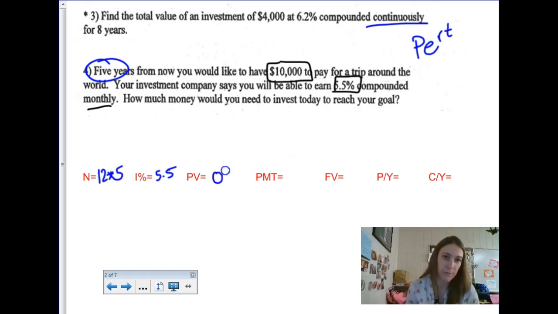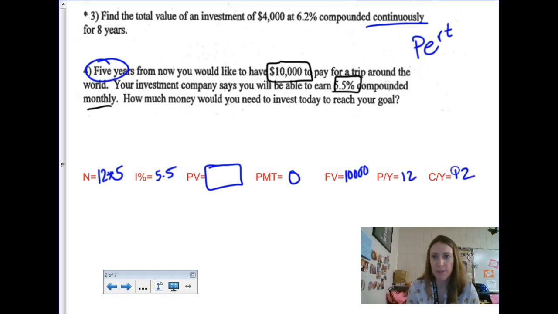Well, you know what? Let's back up. Let's set up the present value as my calculation. The payment per month is nothing. That's going to be a 0. The future value, I want it to be $10,000, and then 12 compoundings and payments per year.